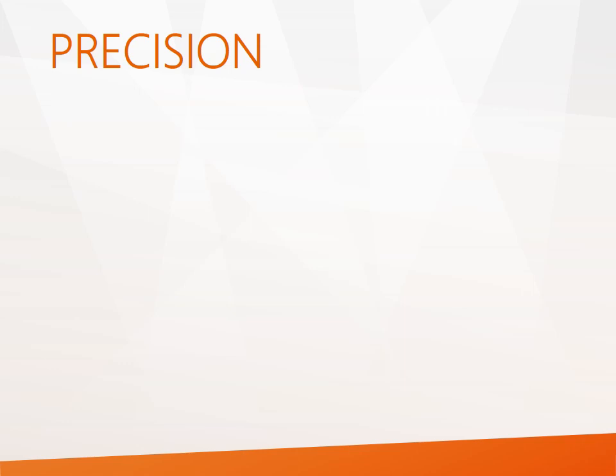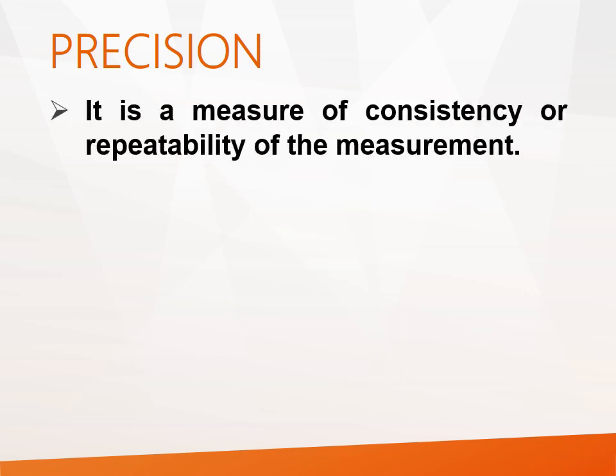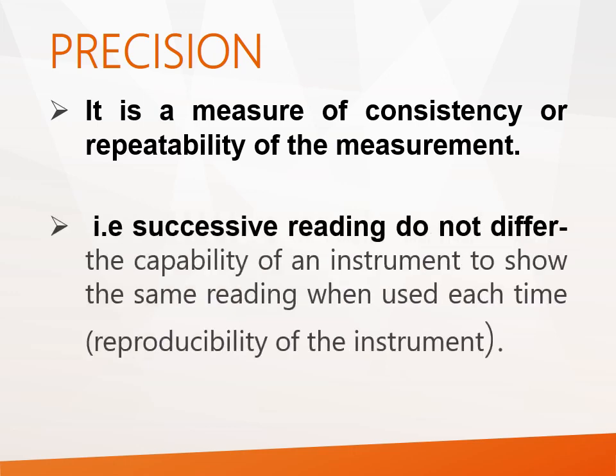Next characteristic is precision. It is a measure of consistency or repeatability of the instrument of measurement. That is, successive readings do not differ. It is the capability of the instrument to show the same reading each time it is used. Means if you are measuring voltage on the multimeter and you are taking the reading 10 times, then 10 times for the same voltage you should get the same reading. That is known as successive readings, which are the same all the time.